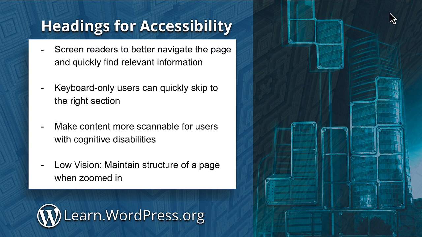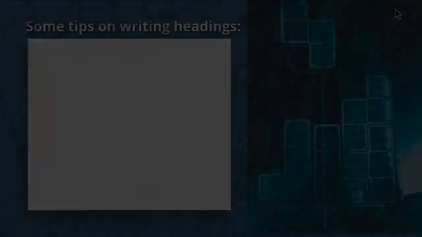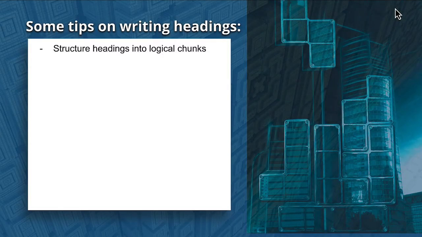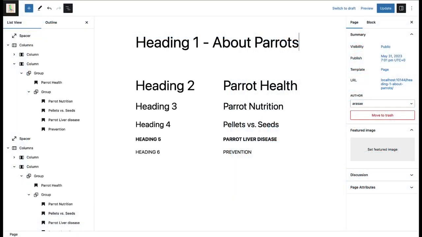As a user with low vision zooms into a page, the different sizes of text allow them to keep track of where they are on a website. Here are some tips on writing headings. First, structure your headings into logical chunks. For example, this post is about parrots, which is the title, the H1.